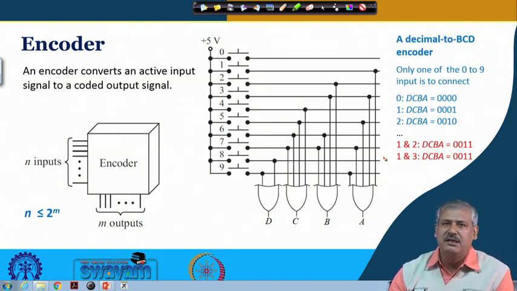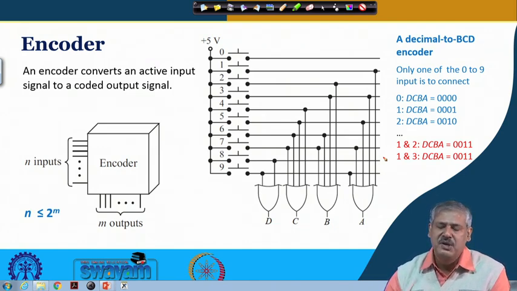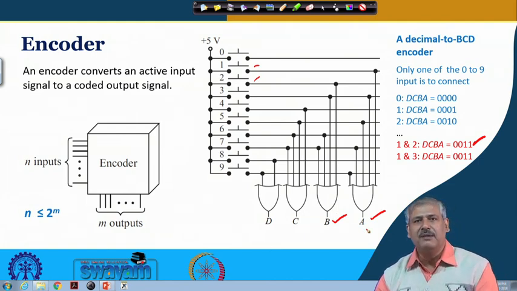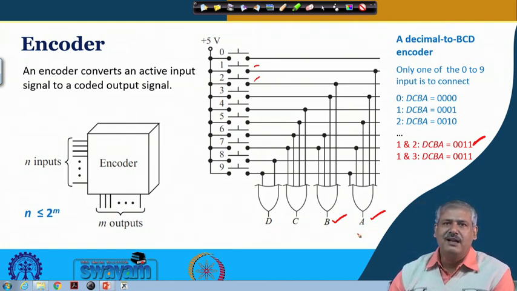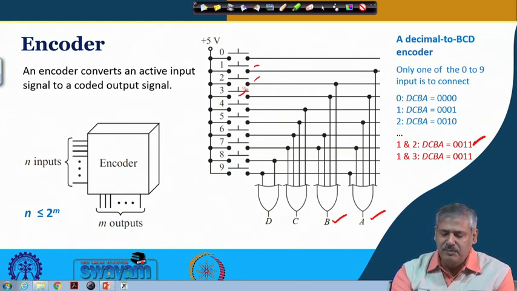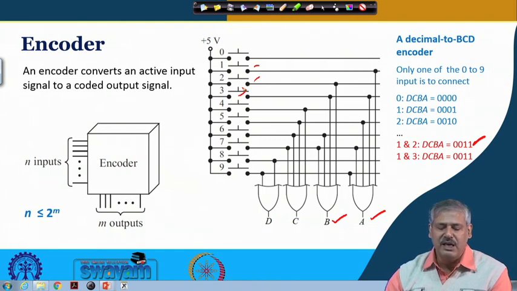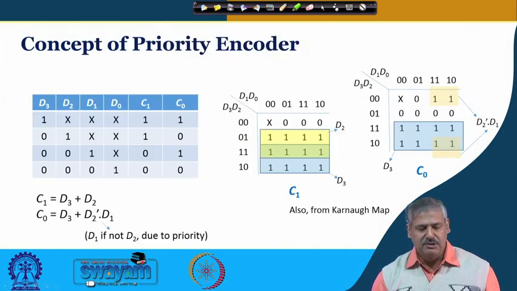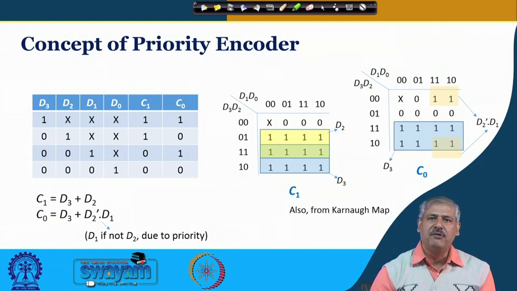Now, in this particular example, as I said, there is a constraint that one of the inputs is always pressed. If more than one input is pressed, what will happen? For example, take 1 and 2. If 1 and 2 are simultaneously present, this will become high and this will also become high. So, the output will become 0011. It will appear to the external world that input 3 is present instead, which is erroneous. So, we need to think of a different kind of mechanism to achieve encoding, and then there comes the concept of priority encoding.